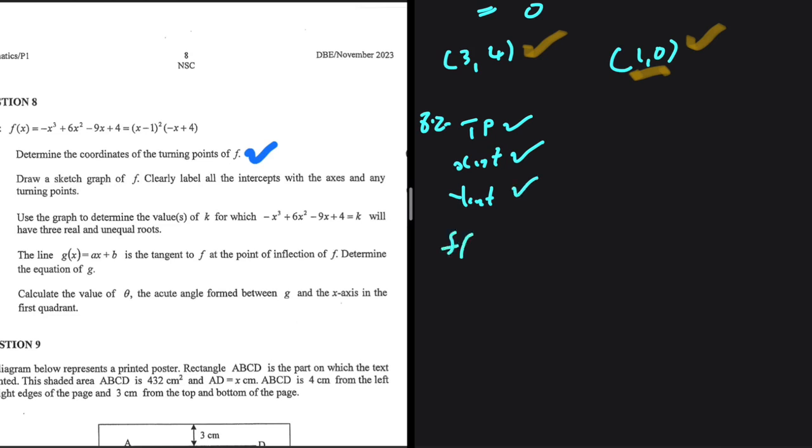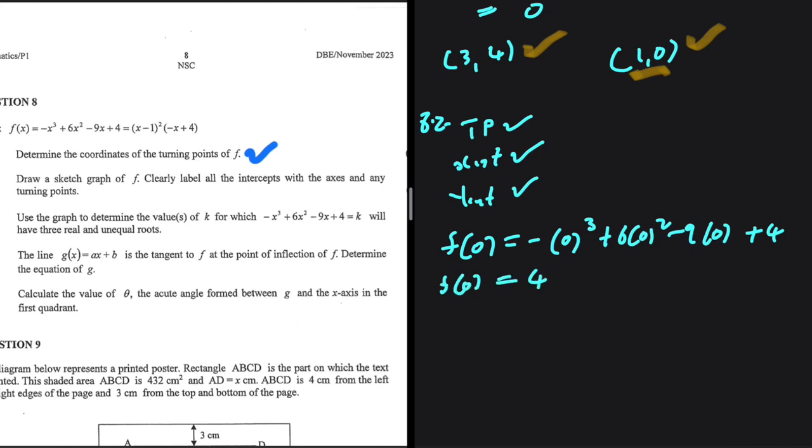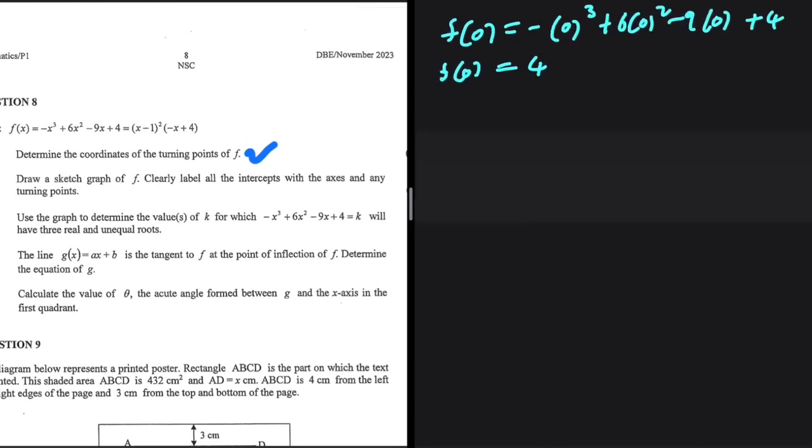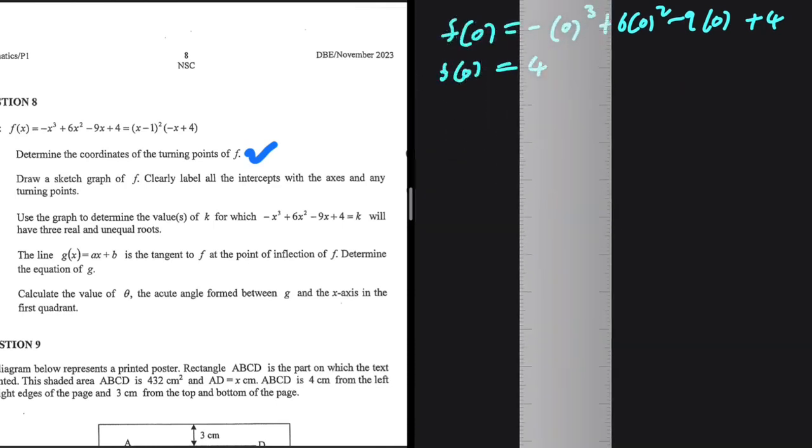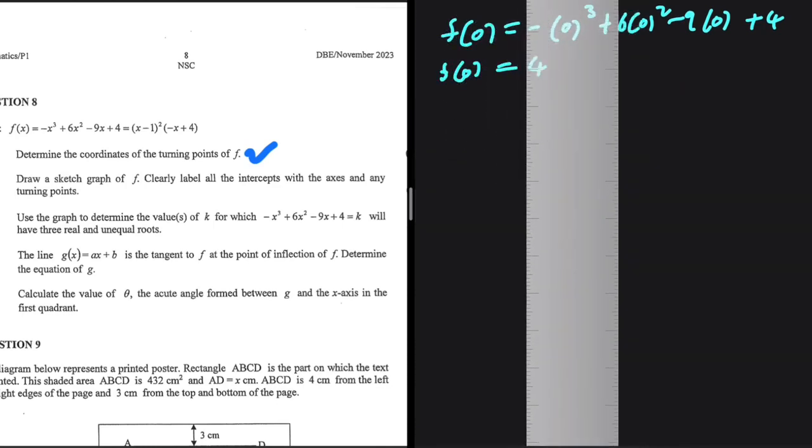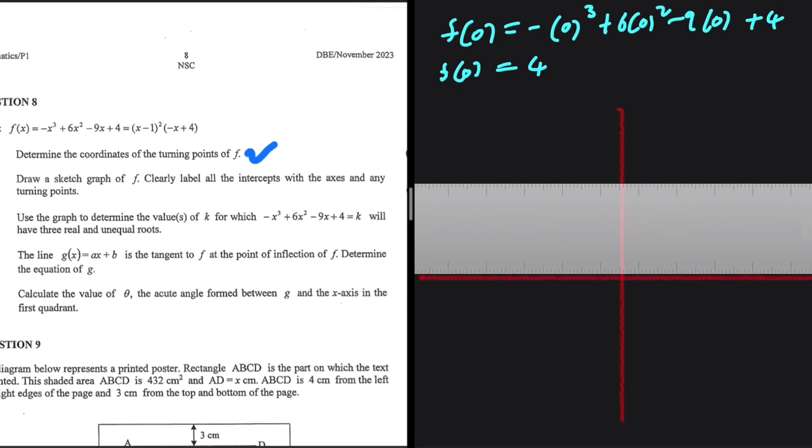The y-intercept, so f of 0, we know that at the y-intercept x is equal to 0. We're going to have minus 0 to the power 3 plus 6 multiplied by 0 squared minus 9 multiplied by 0 plus 4. So f of 0 is just equal to 4. So yes, we have the turning points and we have all the intercepts. We can go ahead and sketch our cubic function. Let's go ahead and do that. So let me just put my axes here and see what I can do. My y-axis and my x-axis.